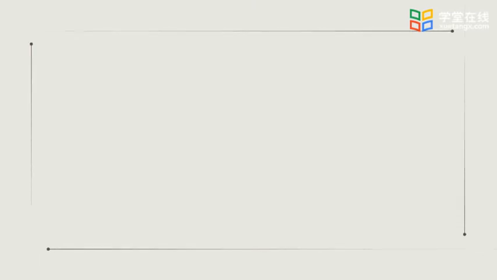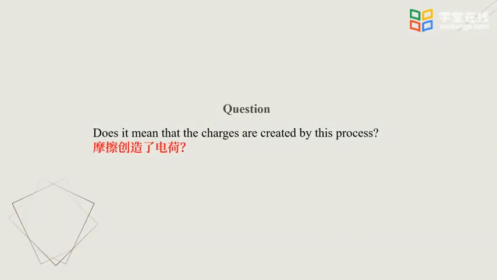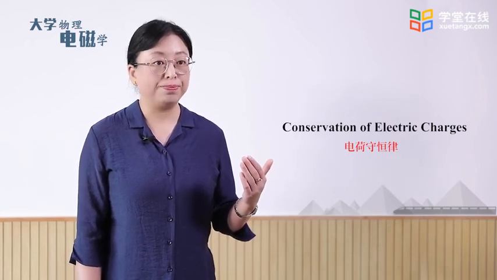Based on these observations, we conclude that the charges of the same sign repel one another, while the charges with opposite signs attract one another. Now we have a question. The rods would be electrically charged when they are rubbed. Does that mean the charges are created by this process? It also was found that the total amount of charges in the isolated system will not change. The charge will not be created but transferred from one object to another. Electric charge is always conserved in the isolated system.